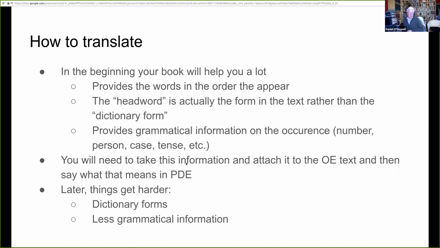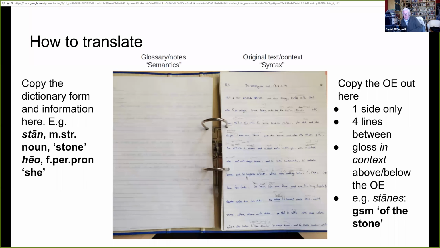Okay, and then what I've done is, and I've said this several times, but I really recommend you write the Old English out by hand. This is an actual photograph of an actual book of my notes. And what you do is you write out the Old English by hand, leave lots of space, and then above or below, depending, I gloss above, most people gloss below.